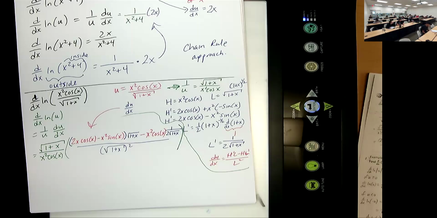Gonna pause because we got a lot of cleanup here to do. But make sure everyone's on the same page. The cleanup's not actually too bad because we're going to distribute this numerator.